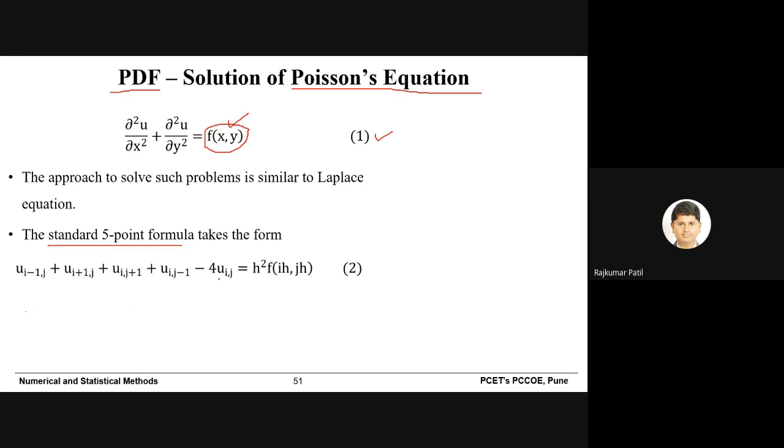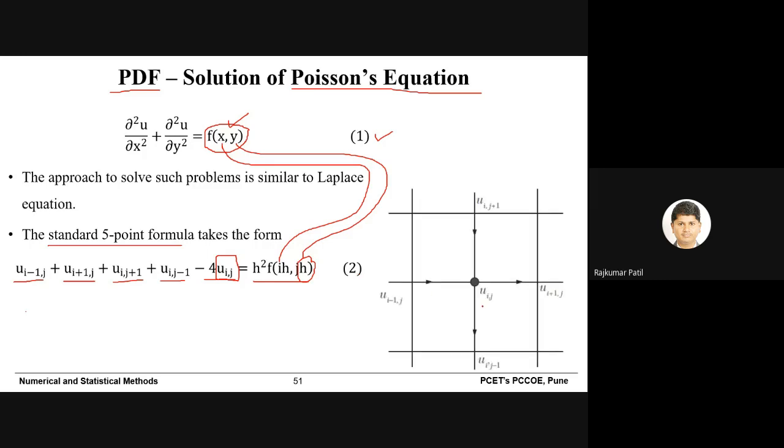Here, for example, if you are interested in u_ij, then you will see the terms u_(i-1)j plus u_(i+1)j plus u_i(j+1) plus u_i(j-1) minus 4u_ij is equal to h² f(ih, jh), where in this equation you will put x equal to ih and y equal to jh, where h is the step size, or I will show in the figure.